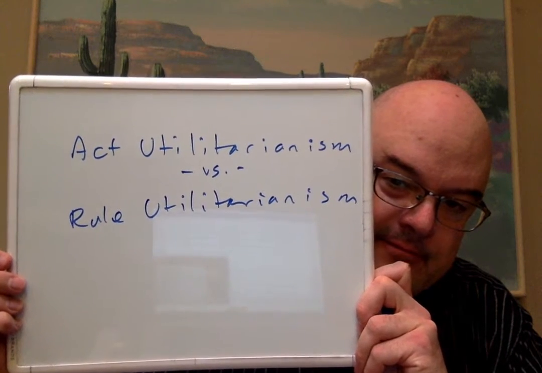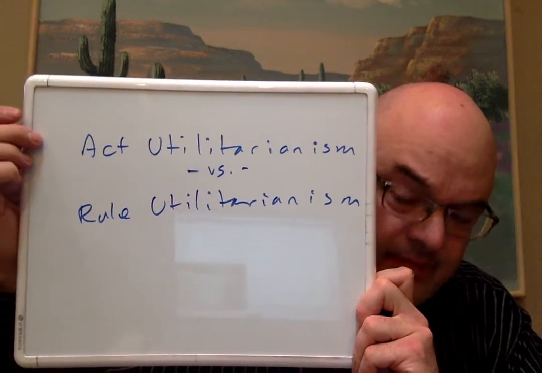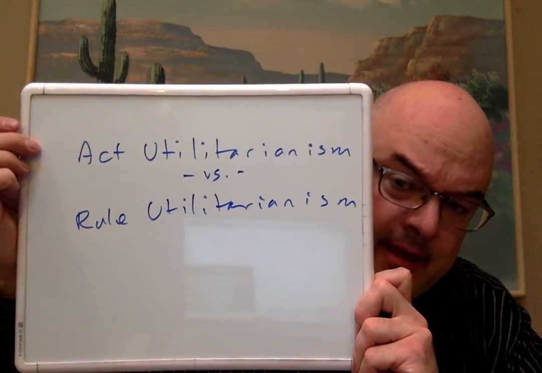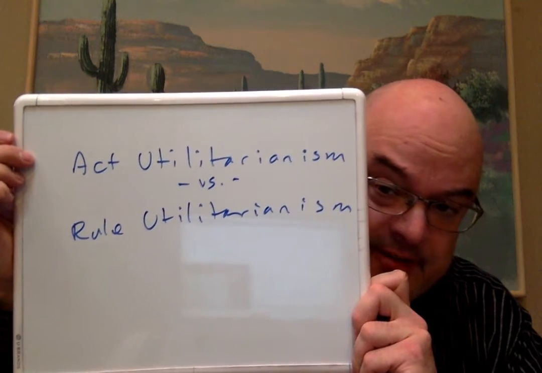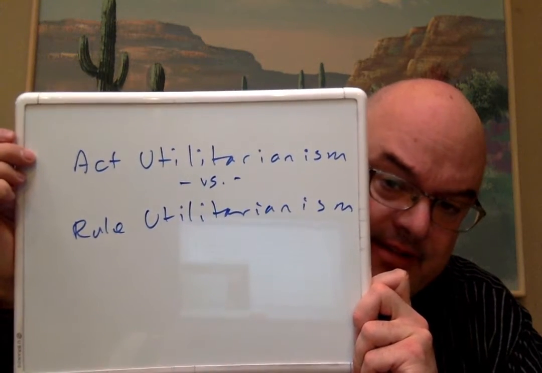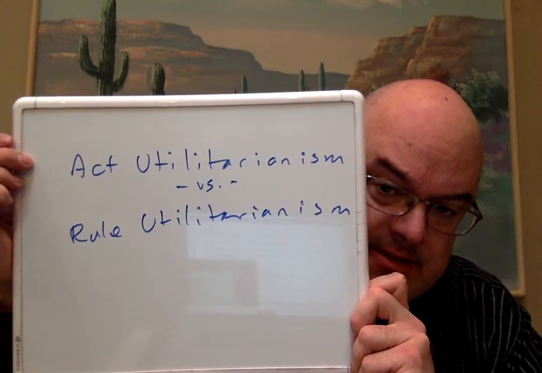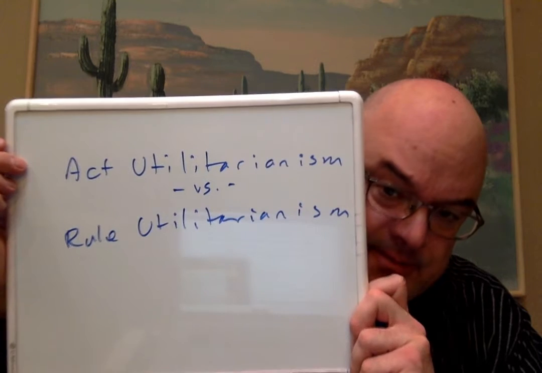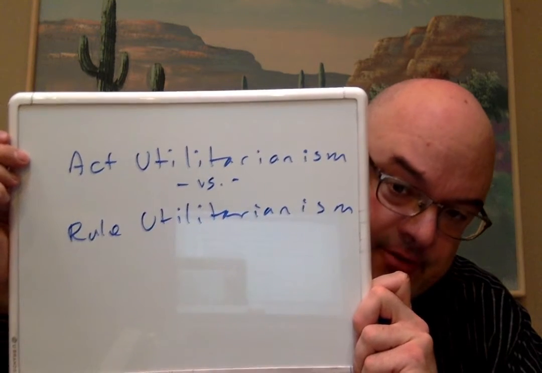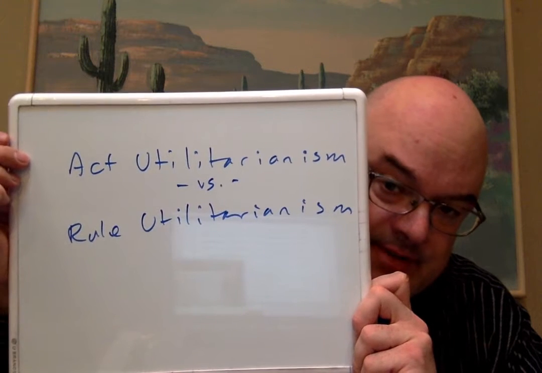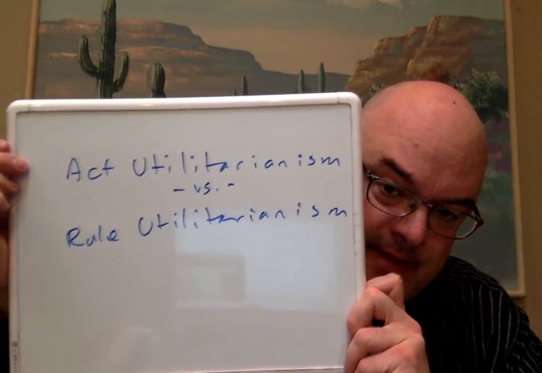And I mentioned this in a previous video, but just once again, act utilitarianism is quite simply utilitarianism applied to individual action. So every individual action that you perform is to be evaluated according to the greatest happiness principle, and you are to choose that action that will produce the greatest net happiness overall. Maximize utility in each and every one of your actions.